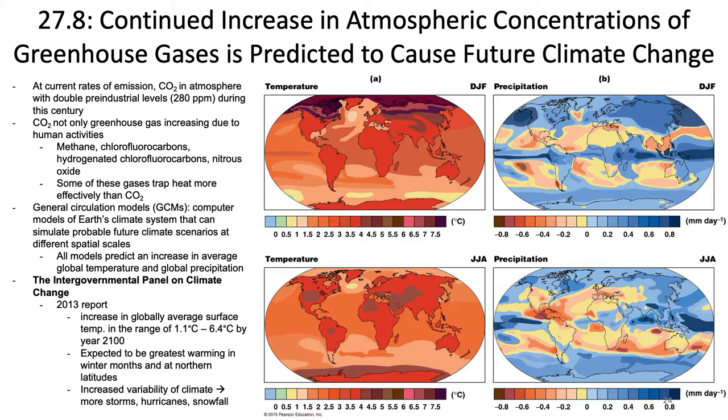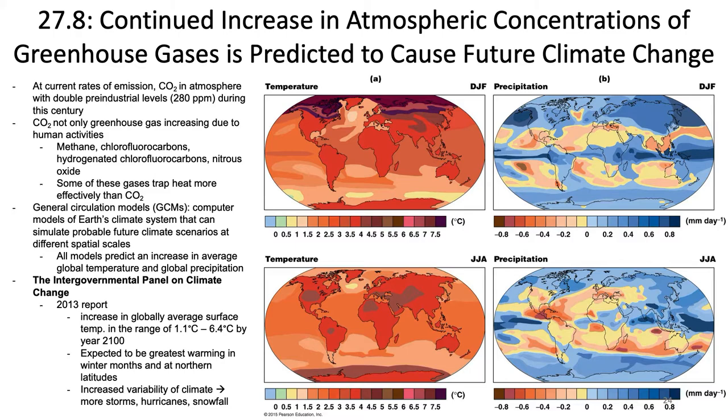And the models that are being used to predict the future, I think it's important that you understand where this information is coming from and where all these dire warnings from scientists are coming from. They're not just making them up. They're based on data in predictive models that are based on historical data.